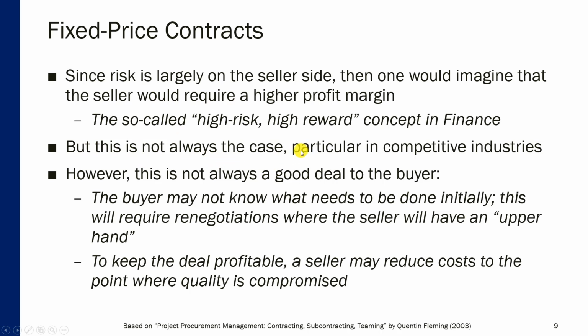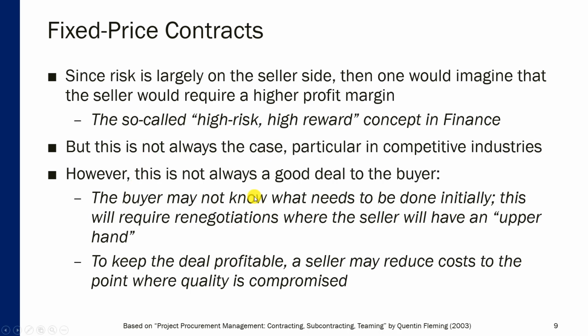For example, some industries are very competitive, and there are a lot of vendors or contractors or sellers competing for a limited number of buyers. In that case, they will be willing to accept lower profit margins, even if the risks seem to be high on the seller side. However, this is not always a good idea to lowball, to place all the risk on the seller side and put the seller in a position where the profit margins are very low.